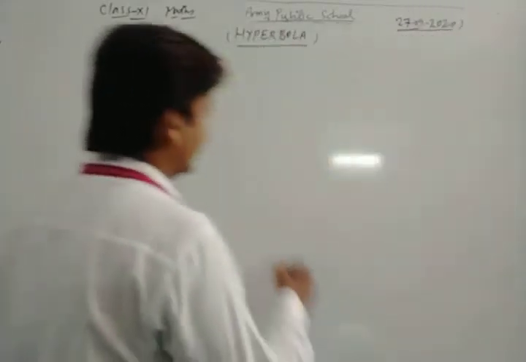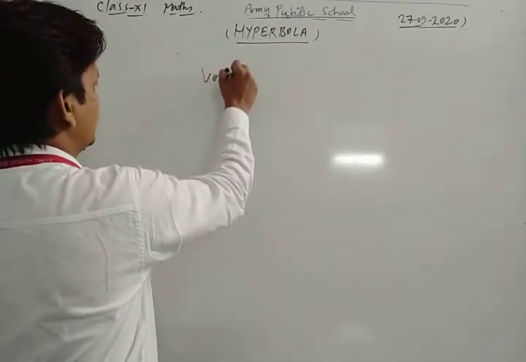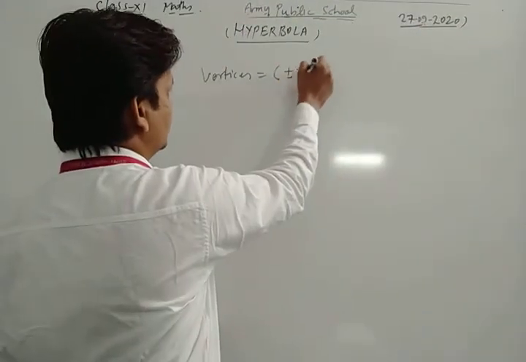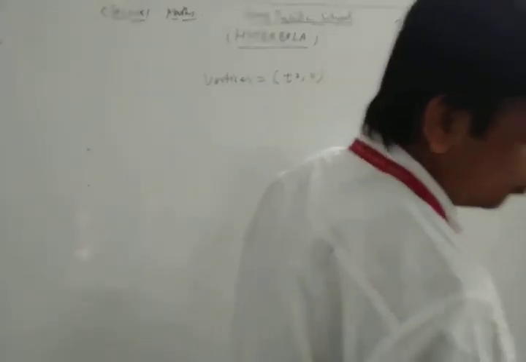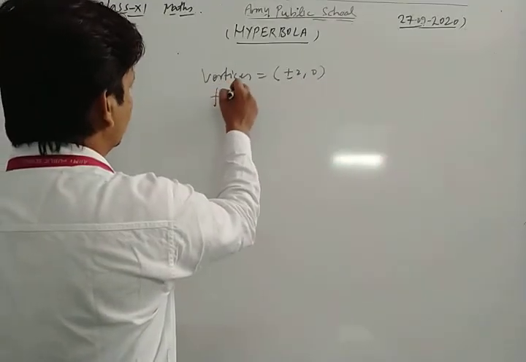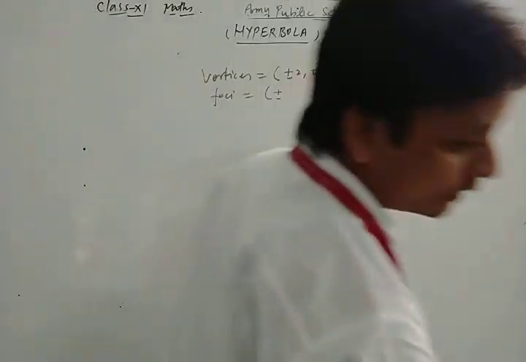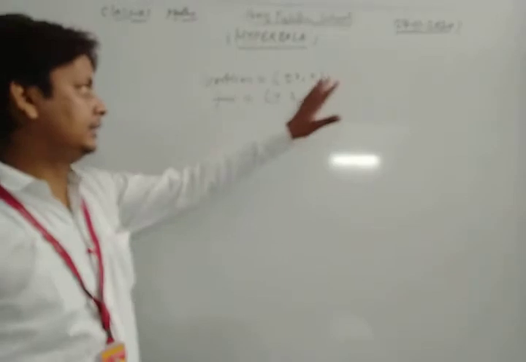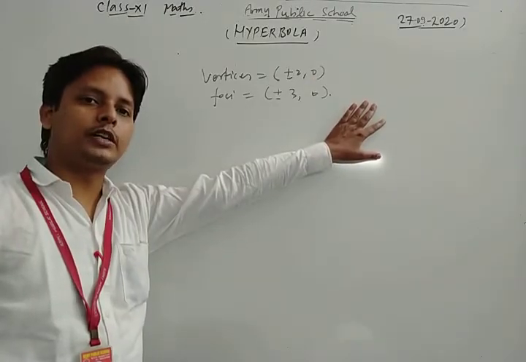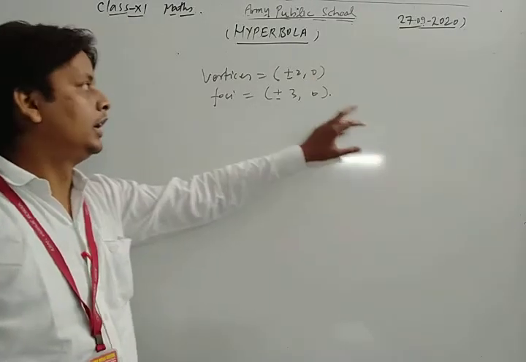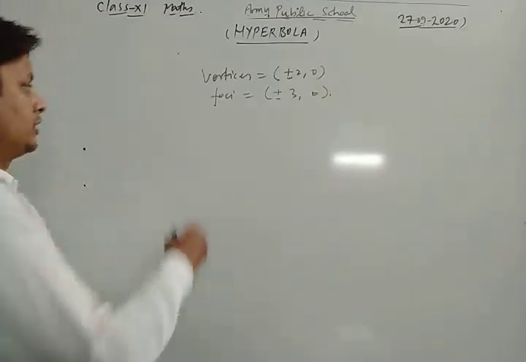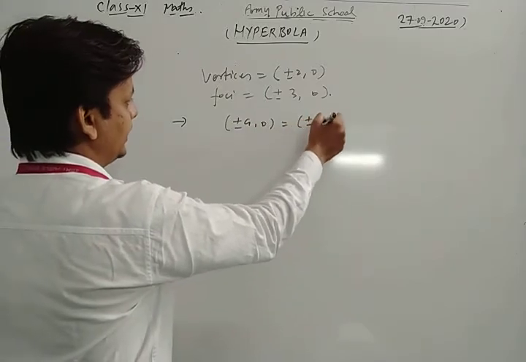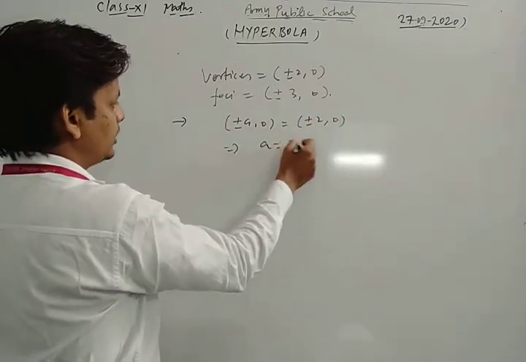Suppose we find the equation of the hyperbola whose vertices are plus minus 2, 0, and foci are plus minus 3, 0. This type of question is also very important for your examination purpose. Here the vertices are plus minus 2. First, you know that the vertices of the hyperbola are plus minus a, 0. So on comparing them, we get the value of a is 2.